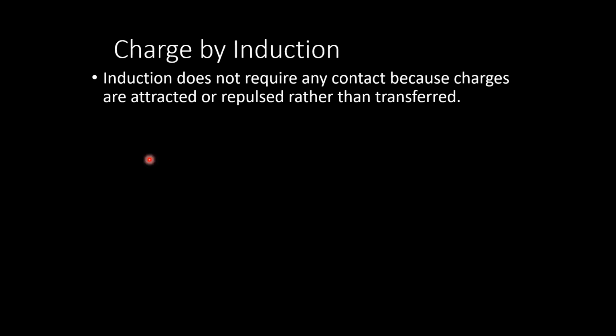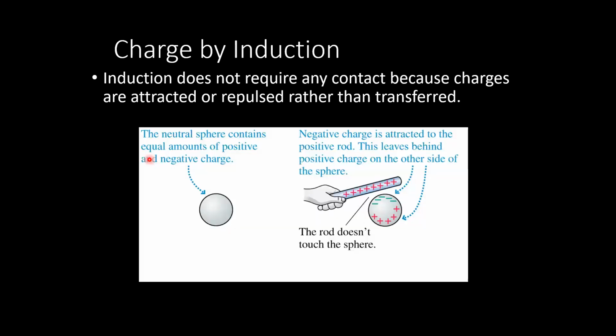This is what charging by induction is. Let me show you. Let's say I have a neutral sphere, and I bring a positively charged rod to it. We talked about this already: what we're going to see is polarization, right? With a positive rod here, all the negative charges are going to be attracted to it, leaving behind positive charges on the other side of the sphere. Again, this has to be a conductor. This wouldn't work if it wasn't a conductor. So we have this conducting sphere. It starts off neutral, and then we have the separation of charge when we bring a positive rod here.